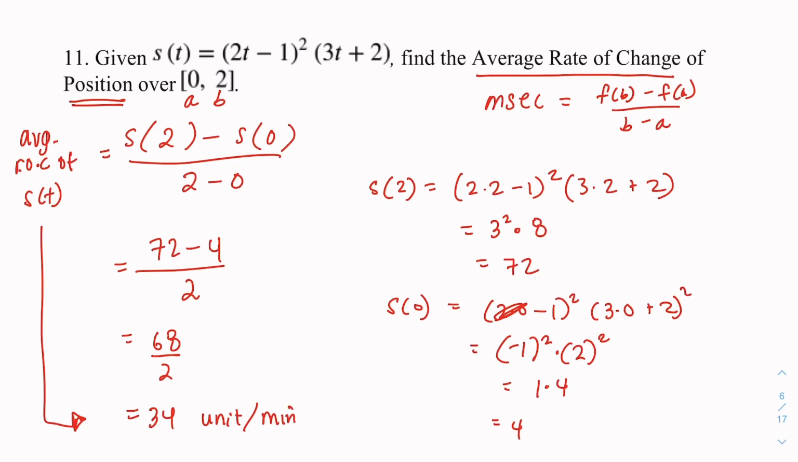Now they didn't give me units here, so 34 is fine, but keep in mind that on the AP exam you will be given units, so you might write something like kilometers per hour.